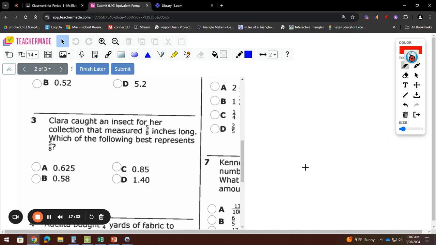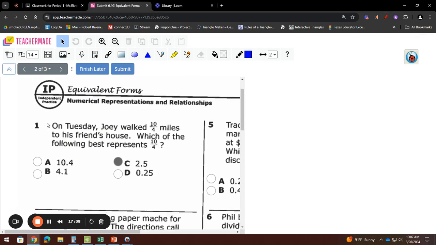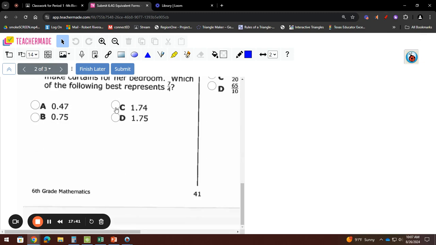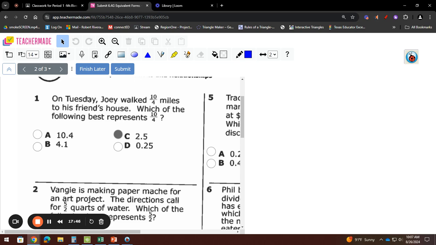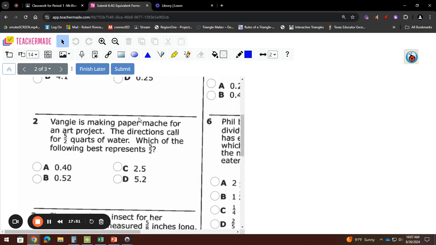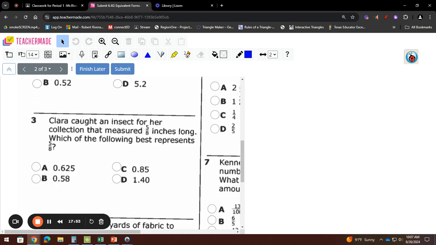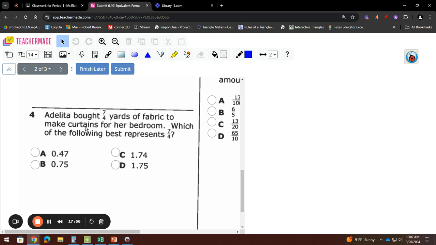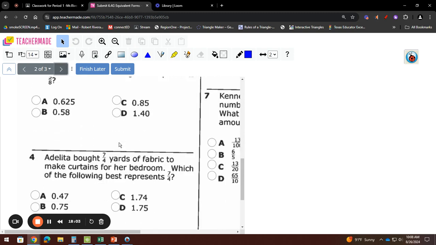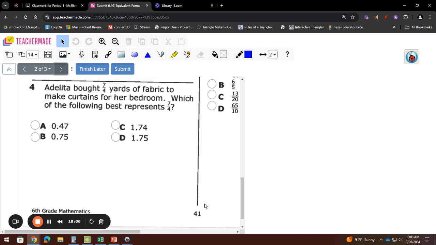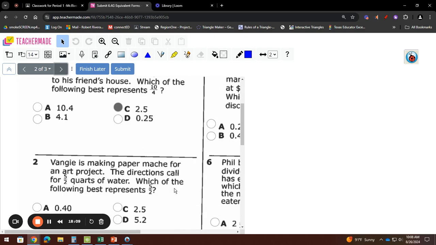So for homework, let me review. If you have a copy, you'll have page 41, because I have copies too for the ones that do not have access to the Google Classroom or to YouTube. You'll have number 1, which I already did with you. You'll have number 2. You'll have number 3. And you'll have number 4. So you have 1 through 4 from slide 2, page 2, page 41. Okay, that is for homework today.